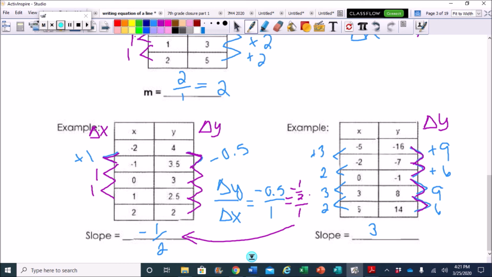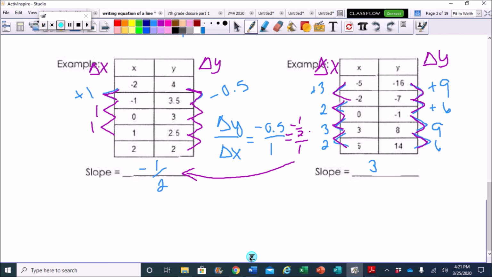So before I freak out and think, oh my goodness, it's not a linear equation, I'm going to come over here and look at my x's. So as I go from -5 to -2, that's up by 3. From -2 to 0, that's up by 2. Then up by 3. Then up by 2. So I'm going to take each of those. So I'm going to do my delta y over my delta x.